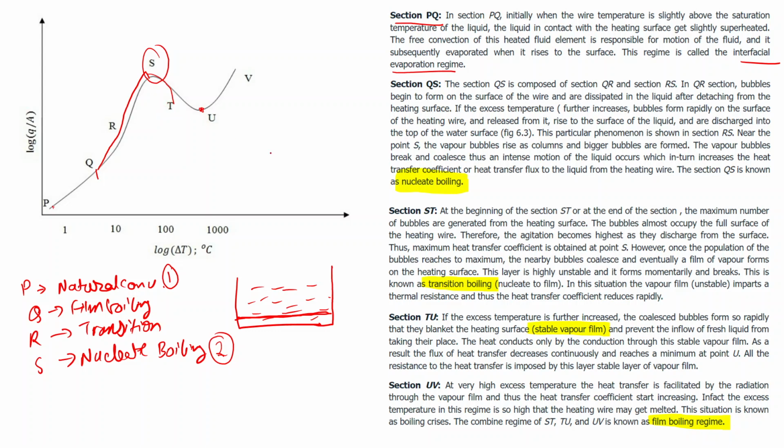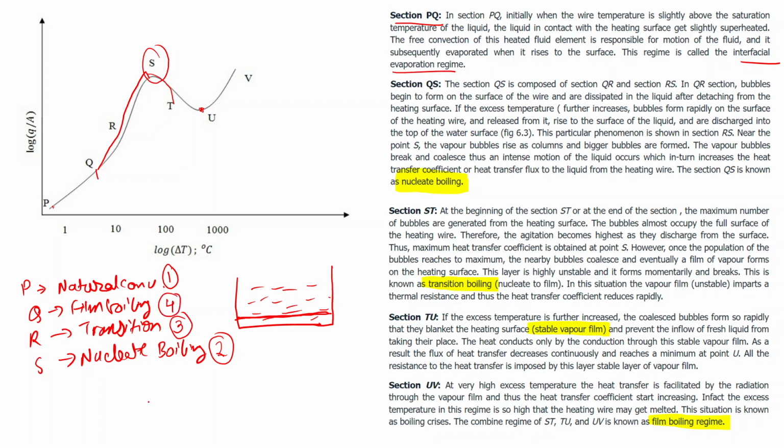and within this region ST, the film will momentarily form and break. So we call this the transition regime. So this ST region is the transition regime. That is, after this nucleate boiling, we will be having transition boiling. So the phenomenon in the third sequence will be transition boiling, and after transition boiling, a stable vapor film will be formed, and ultimately that is called film boiling. So the fourth in the sequence will be film boiling.